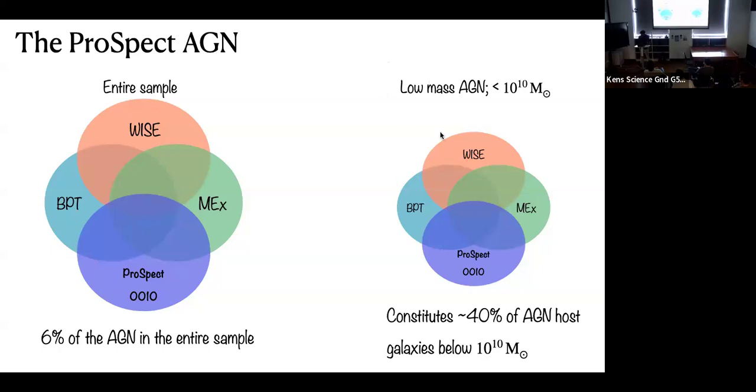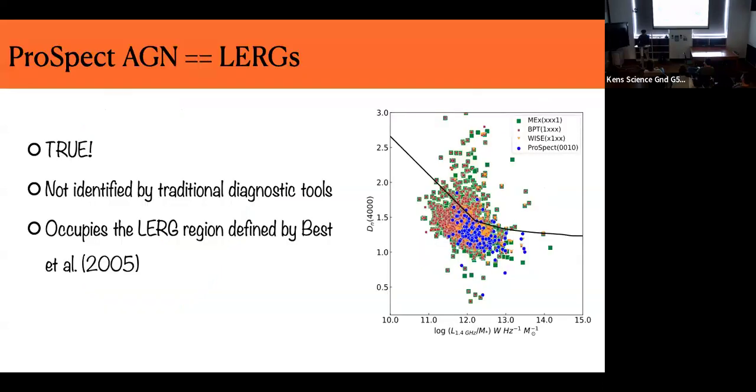And if we look at low mass AGN, when I say low mass AGN, that means galaxies with a stellar mass less than 10^10 solar masses. In that subset, the Prospect-alone AGN constitute around 40% of the AGN host galaxies. So this is again a very nice result, I guess, because AGN are mostly associated with massive radio galaxies. So the fact that we're able to detect low mass AGN host galaxies, at least to me, is pretty nice. And that was the comparison.